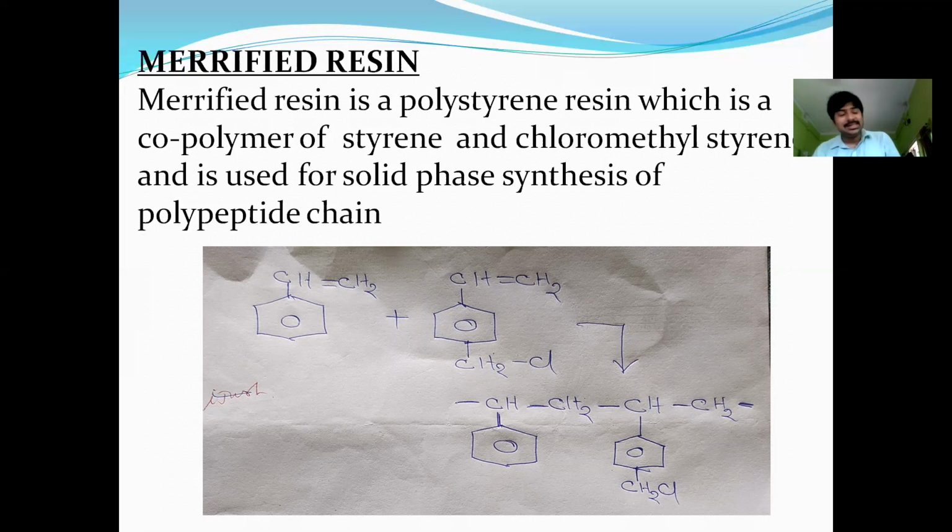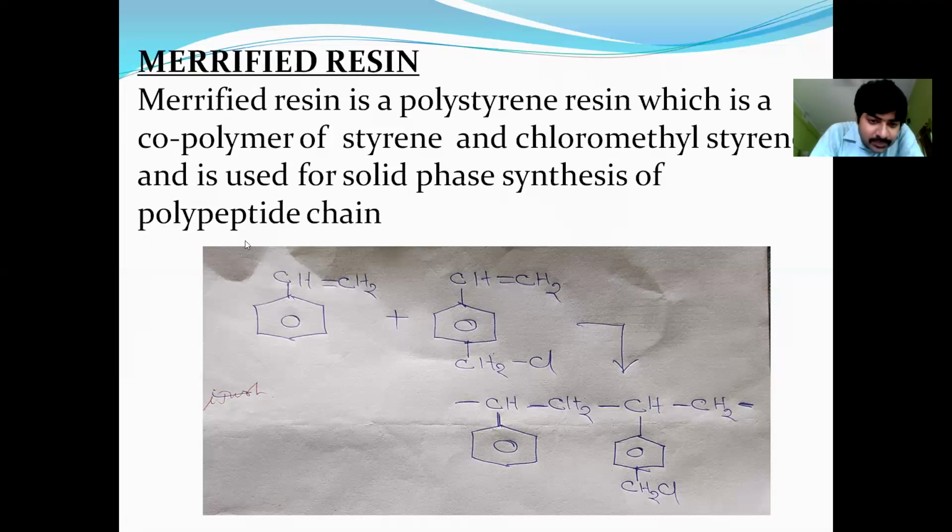So Merrifield resin হচ্ছে একটা resin, সেটা কি actually a mixture of polymers of styrene and chloromethyl styrene. And what is its use? It is used in the solid phase synthesis of peptide chain.